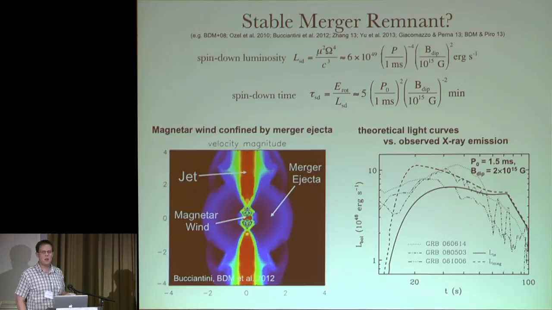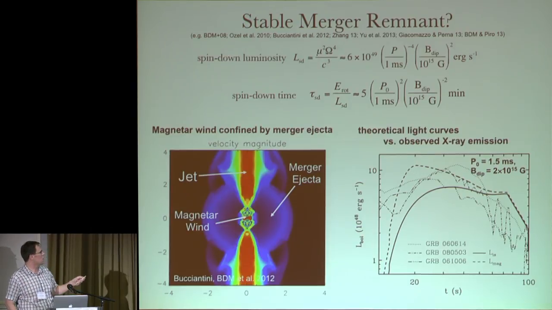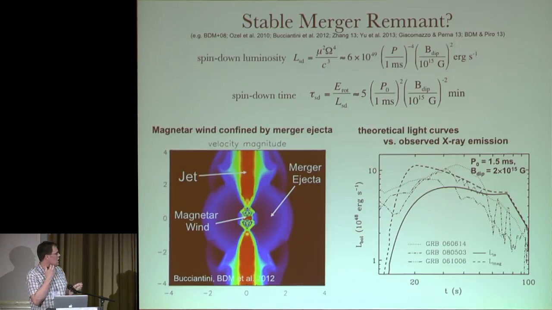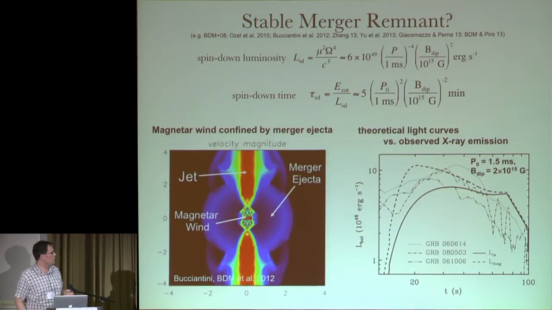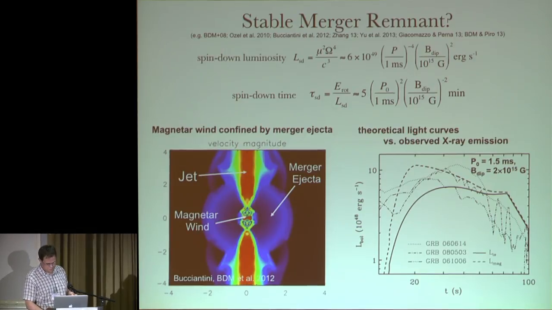This is just a dipole spin-down formula. So you're depositing that energy into the ejecta over a time scale of perhaps minutes. And that magnetar wind will be confined by the small amount of ejecta from the merger. And like Andrew showed on the first day, you can even have a fairly quasi-spherical outflow that can be collimated by its environment into a narrow jet. And so you could imagine, if this jet continues to produce something akin to a gamma ray burst after the original merger, producing through shocks or other mechanisms some extended X-ray emission.